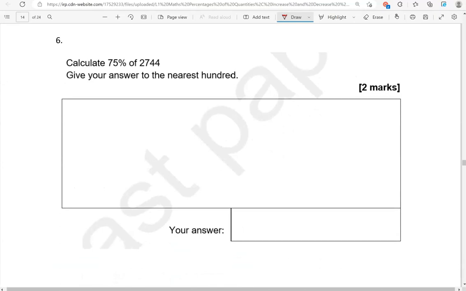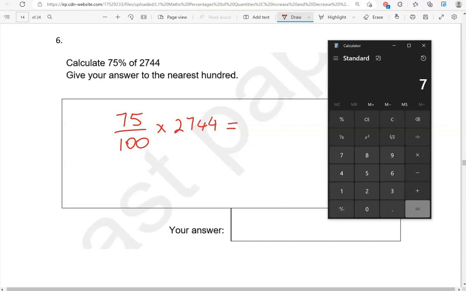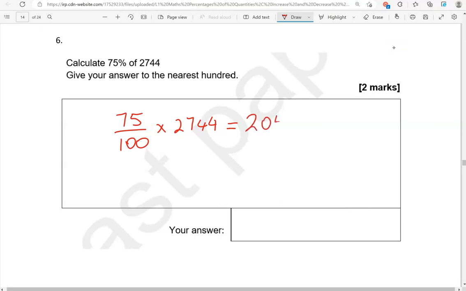Calculate 75% of 2,744. Give your answer to the nearest hundred. 75%, that is the same as 3/4, but as we can use a calculator, we can just work out 75%. So 75 out of 100 of 2,744. So 75 divided by 100 times 2,744 gives us 2,058. We've got to give our answer to the nearest hundred.